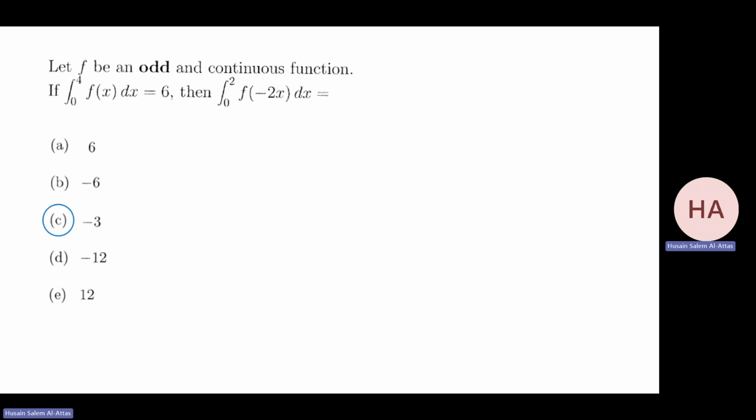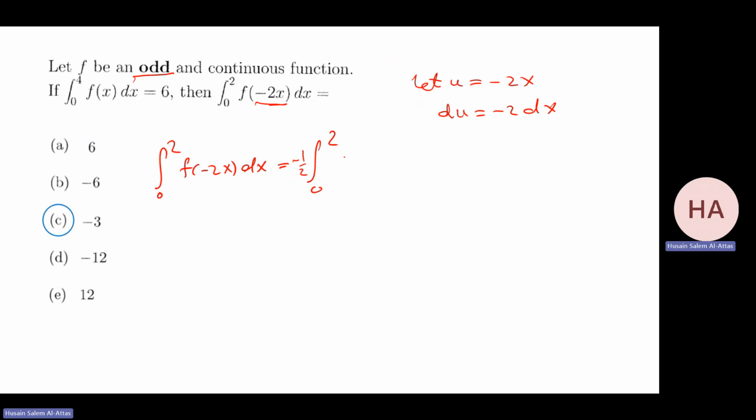Let f be odd. You want the integral of f of minus 2x from 0 to 2. So I will let u equal minus 2x, so du will be minus 2 dx. So this one, let me do it in detail. That will be 0 to 2. I'm not doing anything now, just I have minus half and minus 2 f of minus 2x dx. Now I let the u. I have minus half. That will be minus half.